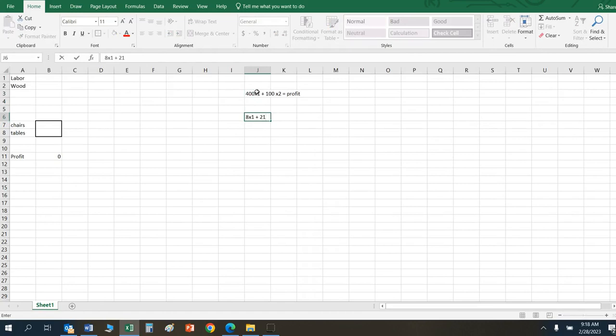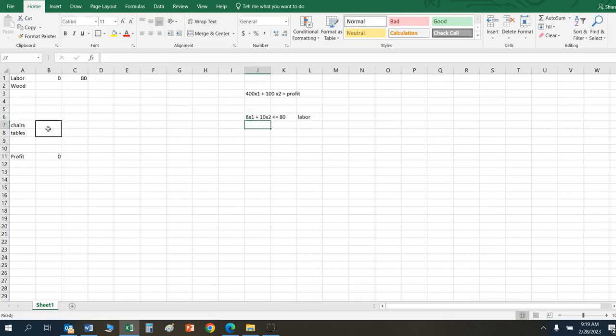8x1 plus 10x2 less than or equal to 80 is the labor. So labor equals 8 times B7 plus 10 times B8. X1 and X2, you're going to always click those blank cells. Enter, and that needs to be less than 80.